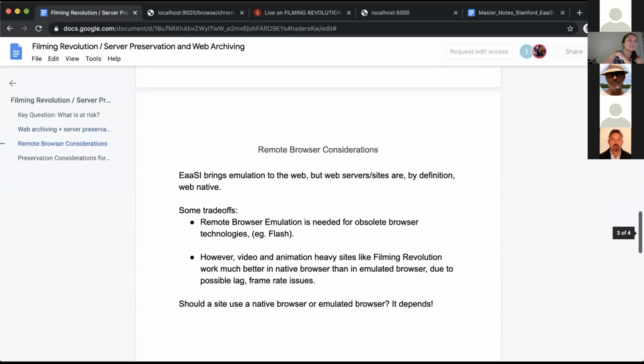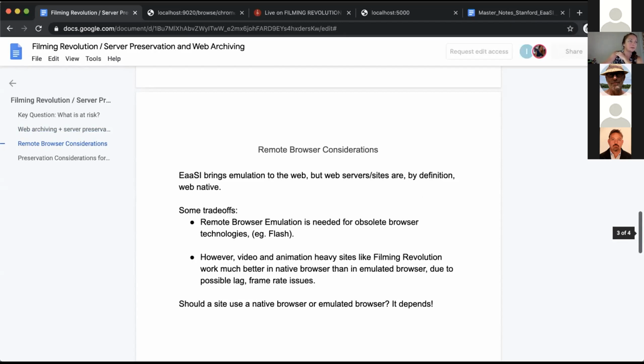Some other considerations, and we probably don't have much time: it's also preserving a browser, in this case Chrome 76, and there are some trade-offs there. If using the preserved browser, you have access to something like Flash. However, for a video and animation heavy site like Filming Revolution, just using the user's native browser whenever possible makes the most sense to have the best experience. And this is also where this differs from EaaSI a little bit, because EaaSI brings emulation to the web, but websites and web servers are, by definition, already on the web. So we don't necessarily need to emulate that unless there's a specific technology like Flash.